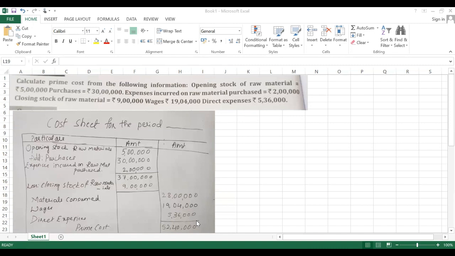So once you add direct materials, direct wages, and direct expenses, what you will get? You will get the prime cost. So what did they ask us to calculate? They asked us to calculate the prime cost. So we have calculated. And remember, when you prepare the cost sheet, you have to mention cost sheet for the period, or cost sheet of some XYZ company, ABC company, and for the period of whatever. If they have mentioned any year or date, you have to mention that.